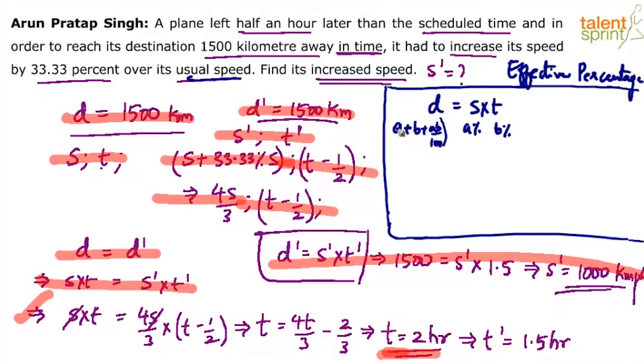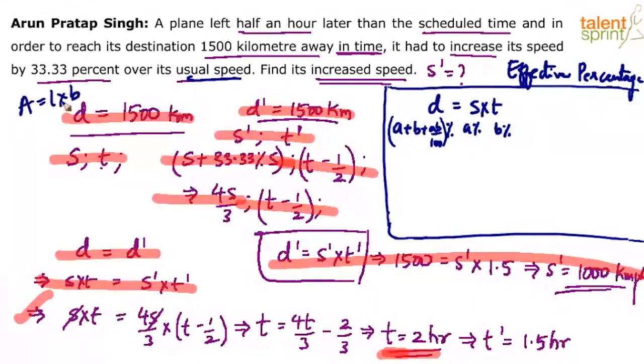Because if you go back to that video of effective percentage, I told you, whenever we have anything in this format, where one variable is equal to the product of the other two variables, then the effective percentage concept can be applied. Like for example, area of a rectangle. What is area of a rectangle? Length into breadth. So I told you, if length increases by A%, breadth increases by B%, then area will change by A plus B plus AB by 100%.